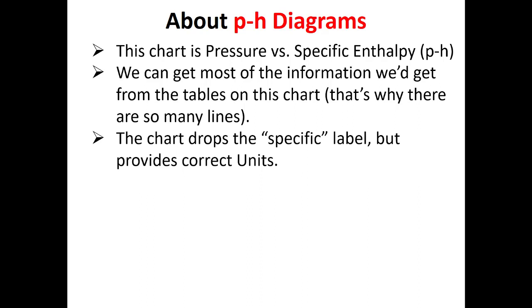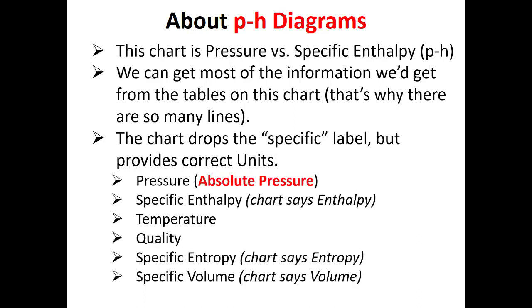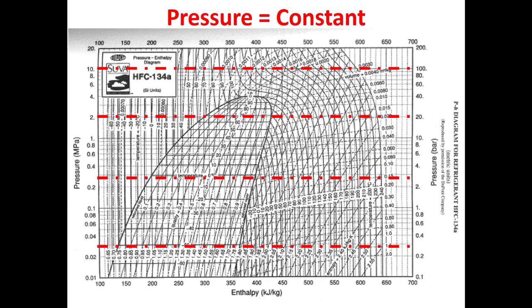I talked about this a little bit for enthalpy, but the chart drops the word specific from all of the variable names on the table. So when it says pressure, what it means is absolute pressure. It says enthalpy, but it means specific enthalpy. Temperature is fine, so is quality. But the chart says entropy on the constant entropy lines, but it means specific entropy. And it says volume on the constant specific volume lines. So we have to remember the nomenclature is a little bit different when we look at these tables.